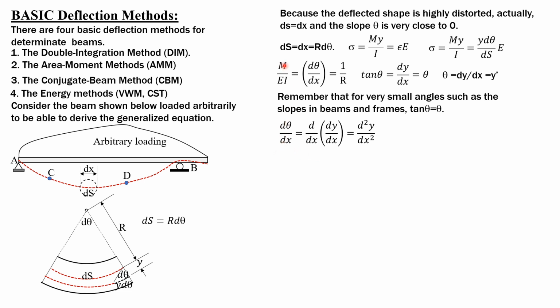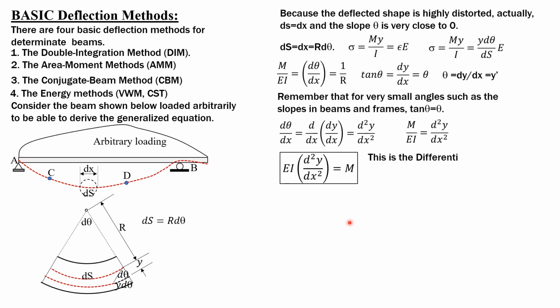Since d theta dx is M over EI from this equation here, then M over EI is equal to the second derivative of y with respect to x, or simply EI, second derivative of y with respect to x, or EI y double prime equals moment. And I hope you are already familiar with this differential equation of the elastic curve. So this is the differential equation of the elastic curve. So it is a second degree differential equation.